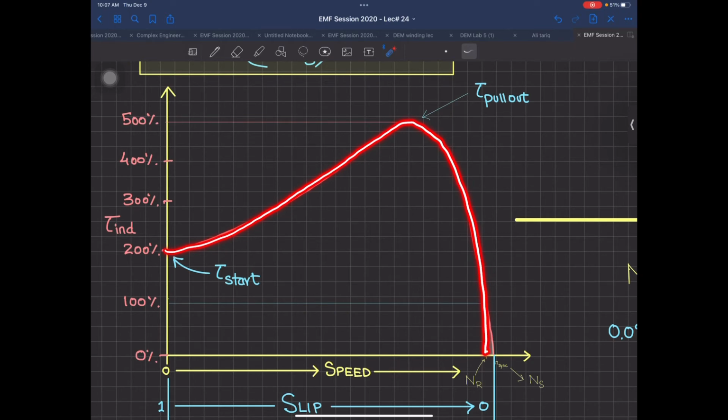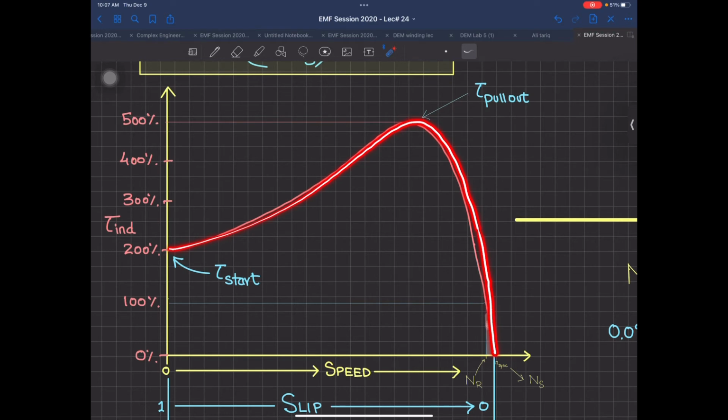And please, one very important thing: the shape of this torque slip curve has this saddle effect, not this one, actually this one. Students often take it and draw it like this, or draw it like that. Please don't draw that. It has this saddle effect over here, as this one and over here.